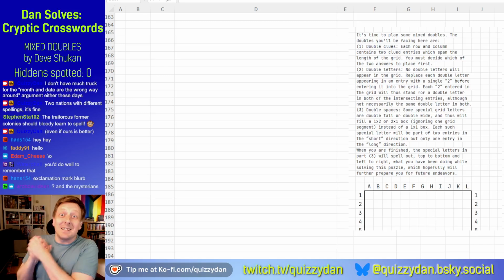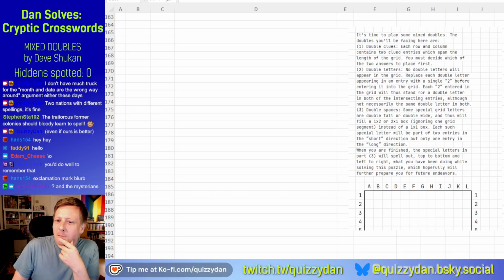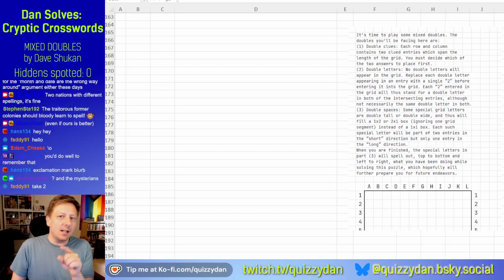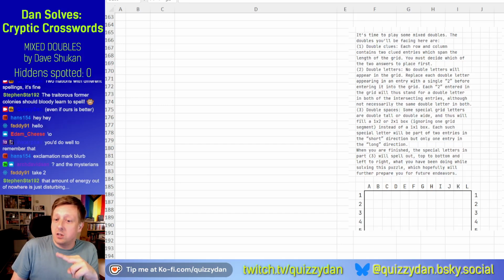Let's take a look at Mixed Doubles by Dave Shukan. Here we go. It's time to play some mixed doubles. The doubles you'll be facing here are: 1. Double clues. Each row and column contains 2 clued entries which span the length of the grid, but you must decide which of the 2 answers to place first. Fair enough.